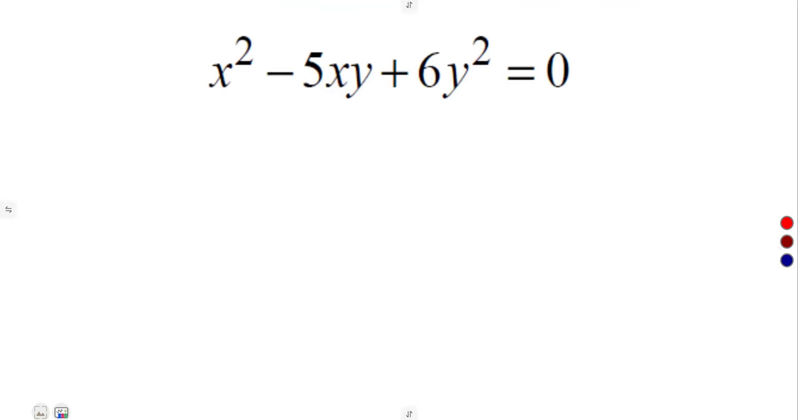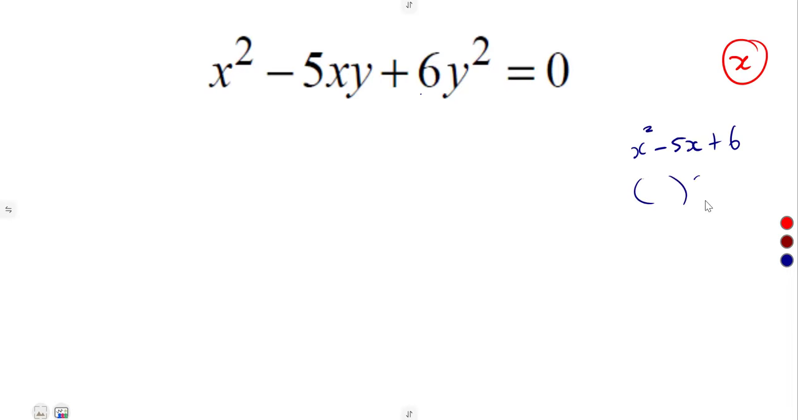Another one here, it is x squared minus 5xy plus 6y squared is equal to 0. Again, we are to solve for x. If we take a closer look, it is a quadratic from this trinomial that we have. We've got a quadratic x squared. All right. Let's say you were to factorize x squared minus 5x plus 6, because 6 is a constant.